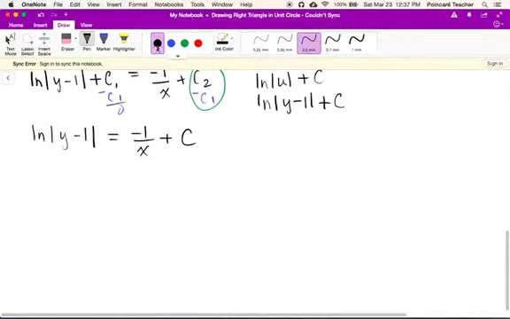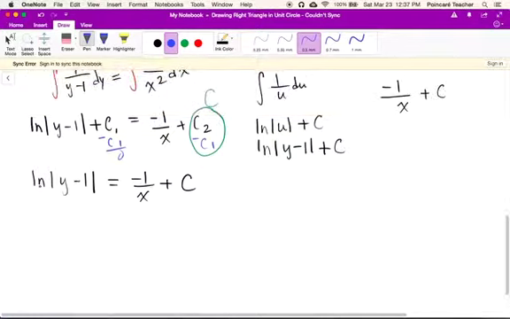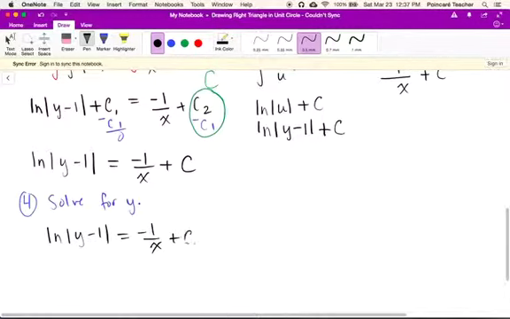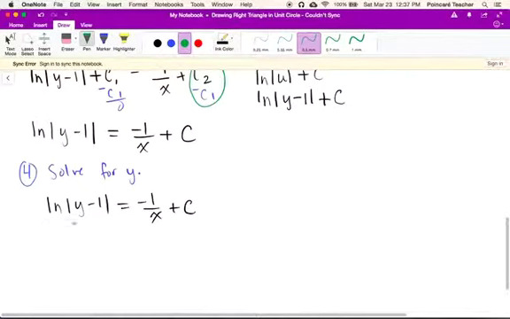So I'm going to solve for y first. Okay, so just like the previous one, we're going to have to get rid of this ln by exponentiating both sides. So I'm going to make all these become the exponent of e.